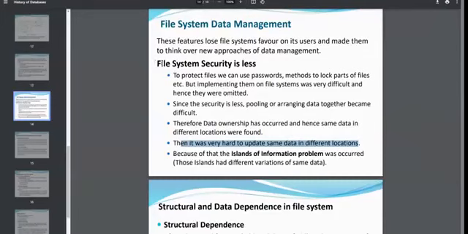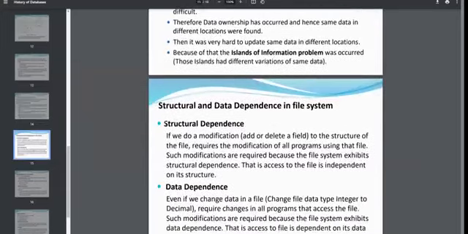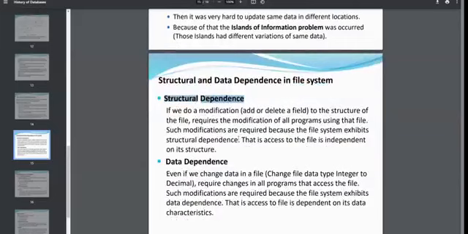So you can understand one reason for considering file system data management as less efficient: file system security is less. The next one is structural dependence. Structural dependence means what? Changing the structure of a file, you have to modify all the programs of that file. So it is a very hard and complex thing.